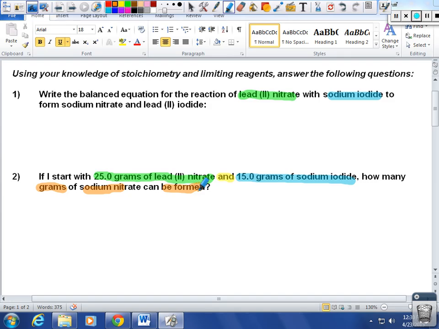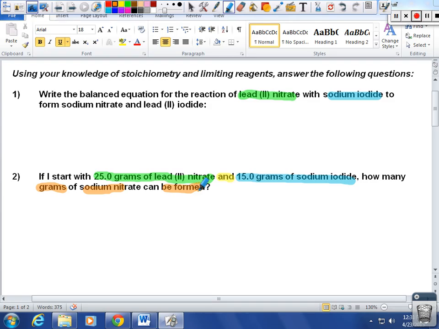Well, the problem is, do you agree that both of those pieces of data in green and blue are reactants? Okay, and we're trying to go to what? Sodium nitrate, which is a product. Well, that is a problem, because which number set do I pick? Do I pick the 25 grams of lead(II) nitrate, or do I pick the 15 grams of sodium iodide?